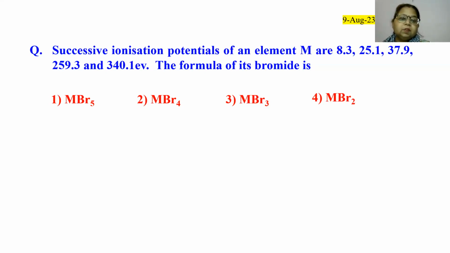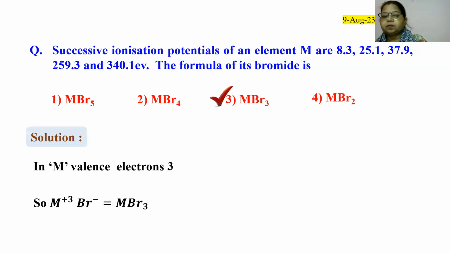See, if you notice carefully, you will see a gap between the third and the fourth. That is 37.9 and 259.3 electron volts, right? So that means after giving out 3 electrons, the element has become stable. Therefore, it is requiring very high amount of energy. That is from 37.9, it has moved to 259.3. Therefore, it can lose 3 electrons to form MBr3. Right? Is it clear to all of you?